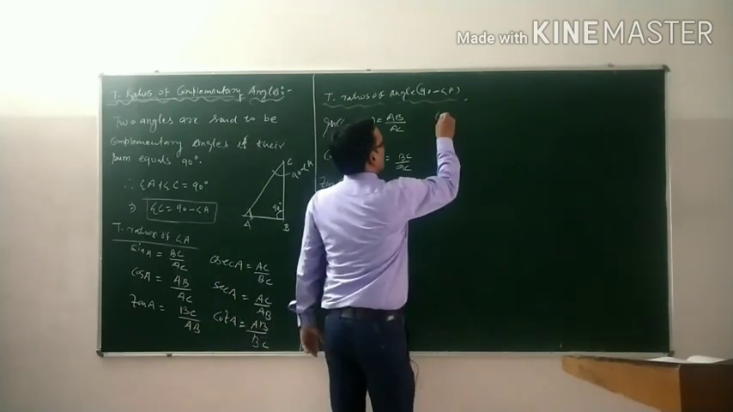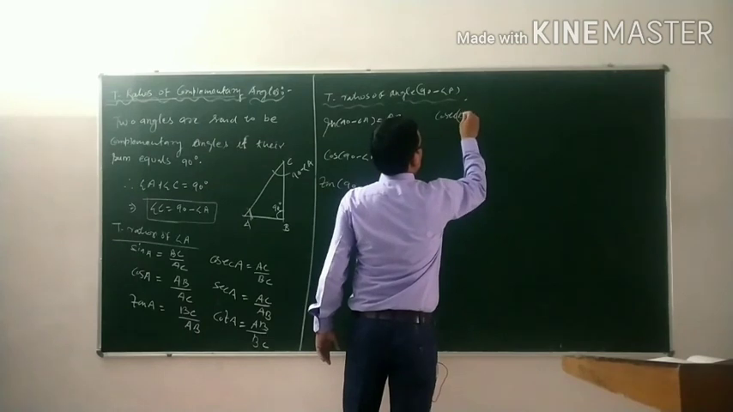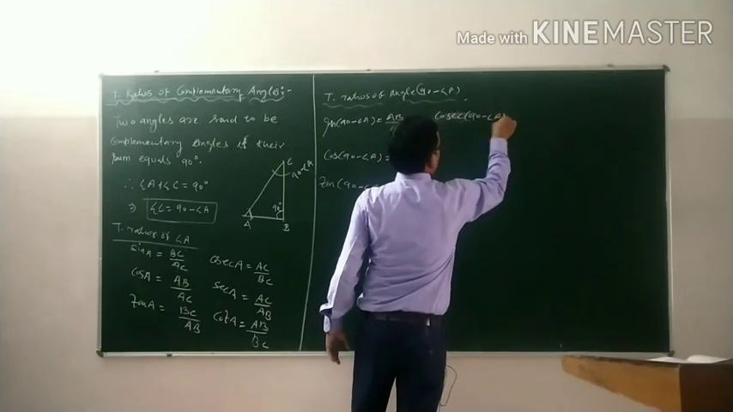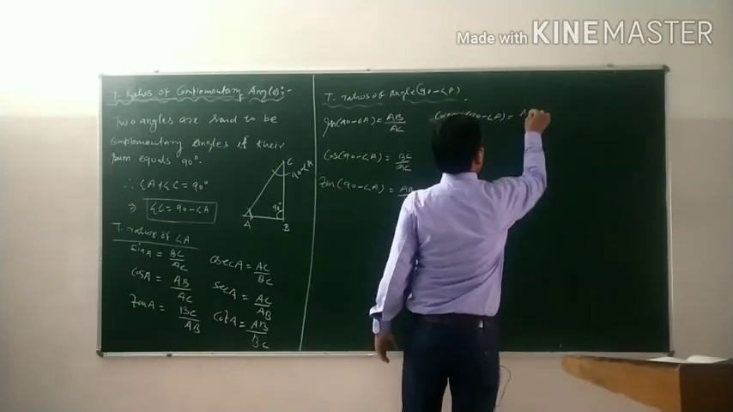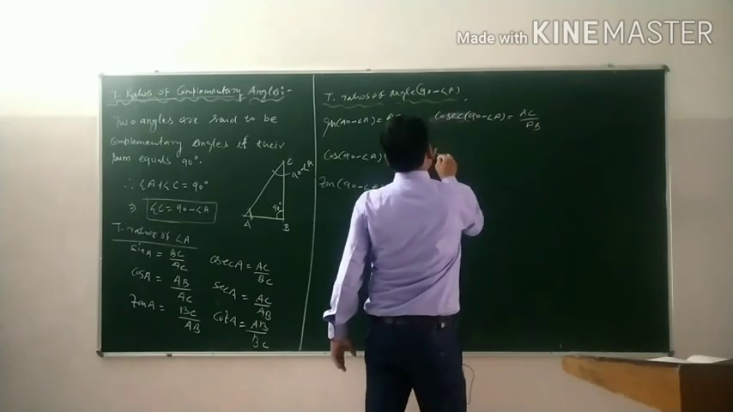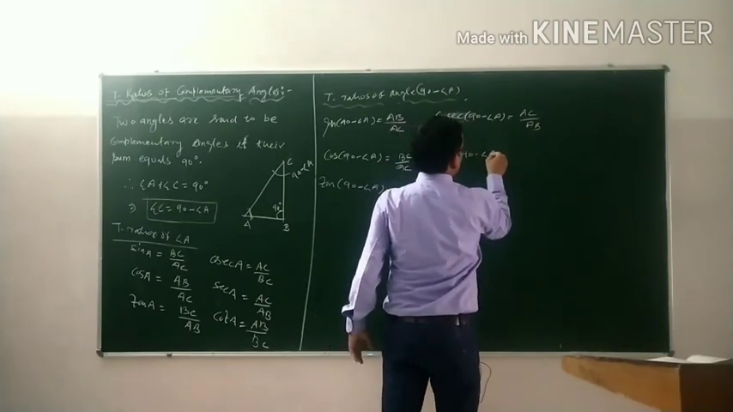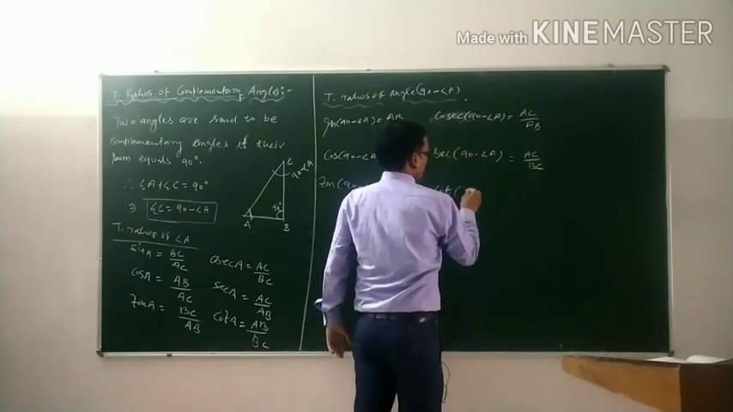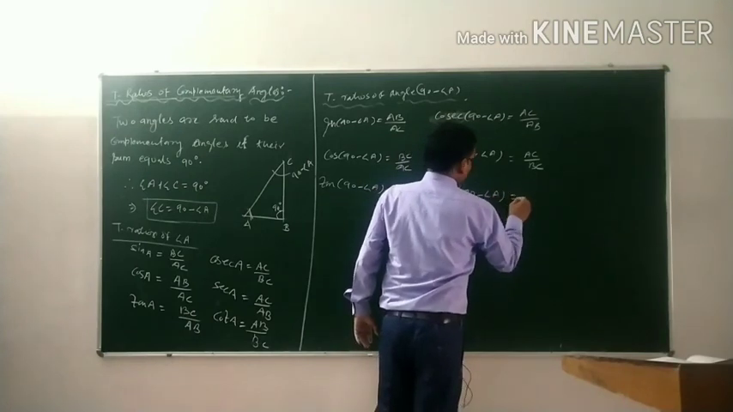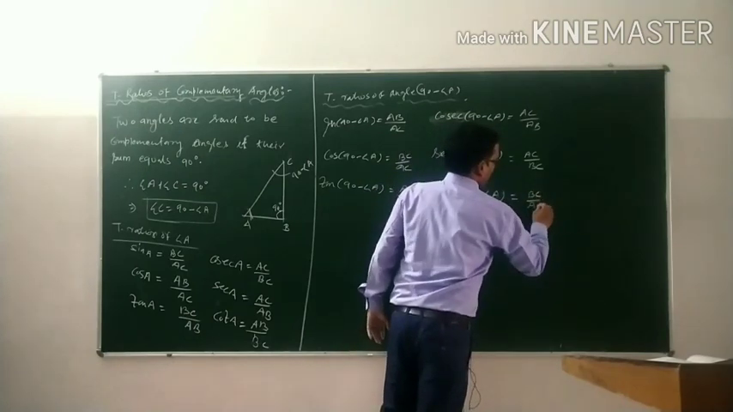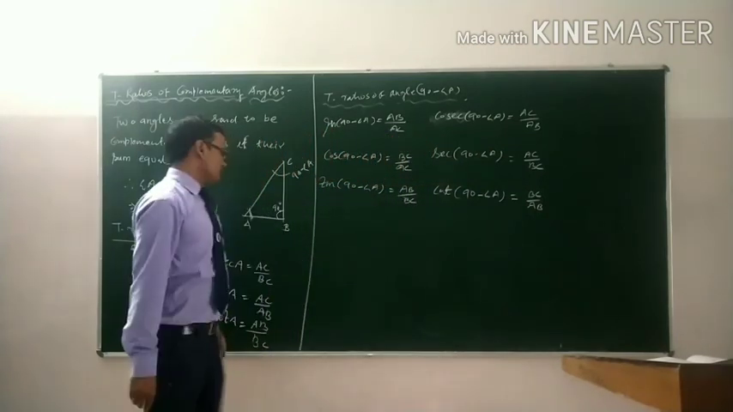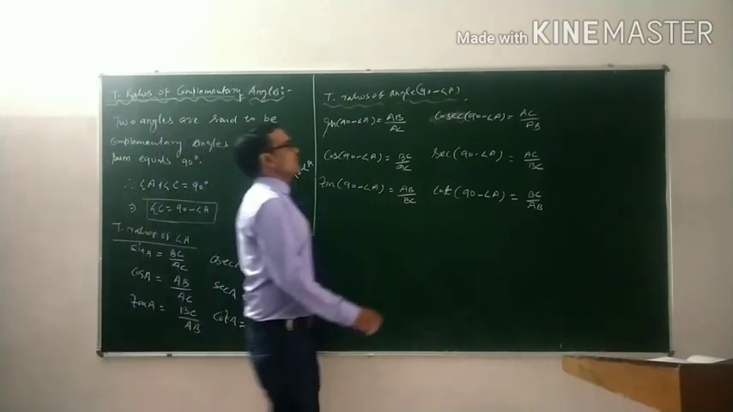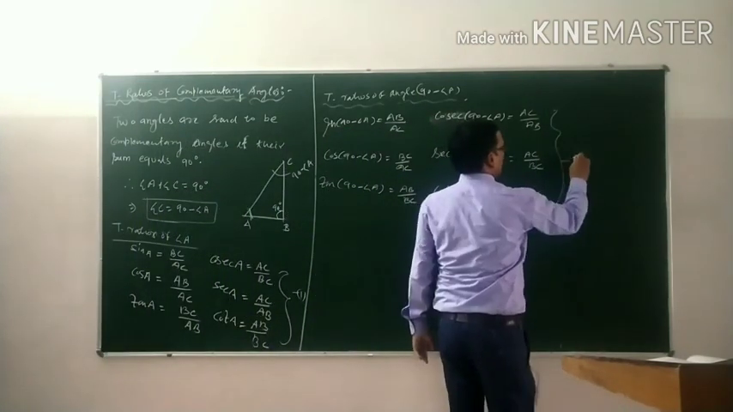Similarly, cosec 90 minus angle A is equal to AC upon AB, and sec 90 minus angle A is equal to AC upon BC, and cot 90 minus angle A is equal to BC upon AB. Okay students, this is denoted as 1 and this is denoted as 2.